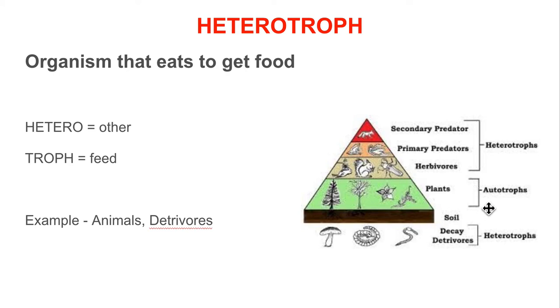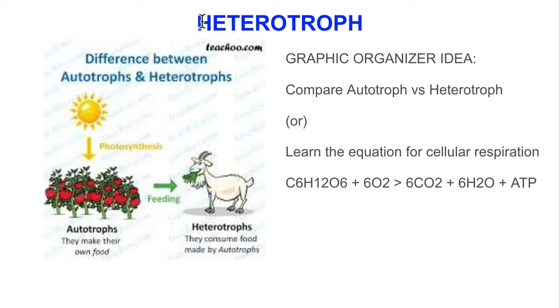So I like this picture here. Our plants are our autotrophs, then all of our consumers, our primary, our secondary, our tertiary consumers, they are all heterotrophs. Same graphic organizer idea: you could compare autotroph to heterotroph. Or if you're a little bit more advanced, you can learn the equation for cellular respiration, which is when we take glucose and make that energy, ATP.